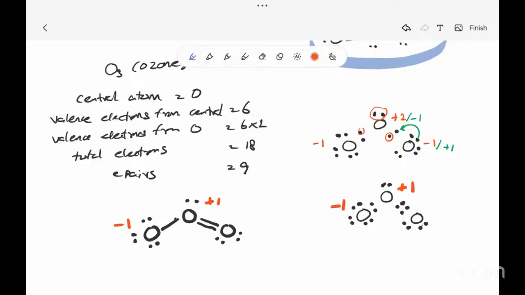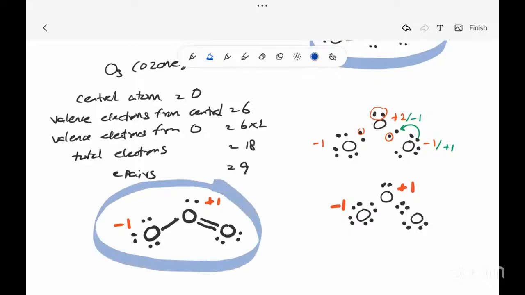Ozone will be created. So this is the structure for ozone. There is no argument on this one. This is the structure for ozone. We can confirm it by using the Lewis structures as well.